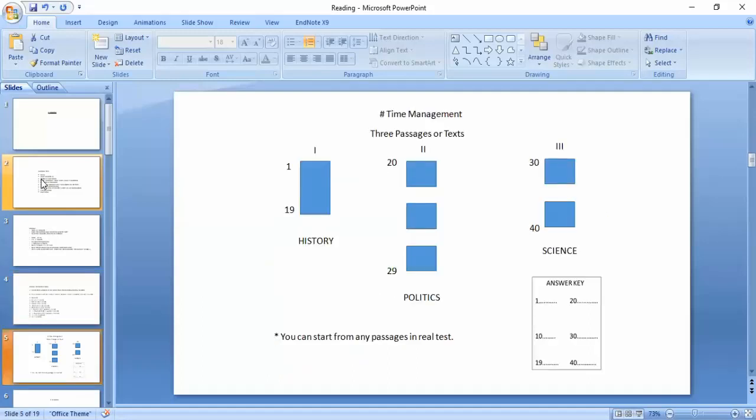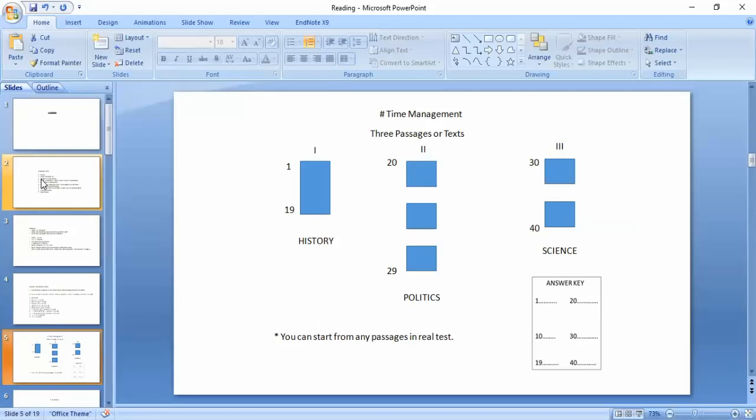So, time management. In the reading passage section, you have three different passages: passage 1, passage 2, and passage 3. You can start answering from any passage, with any passage you are familiar with. It is better to always start with the passage that is relevant to your field of expertise or something you are more familiar with.